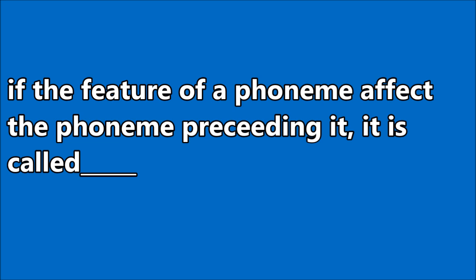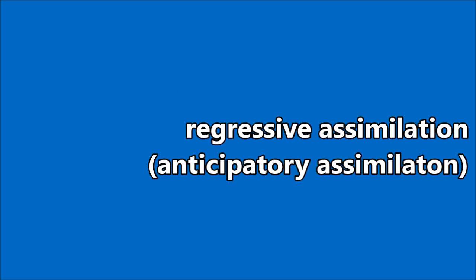Next question. If the feature of a phoneme affects the phoneme preceding it, it is called dash. It is called regressive assimilation or anticipatory assimilation.